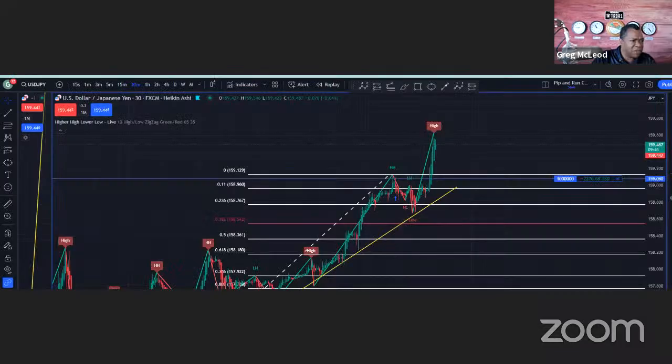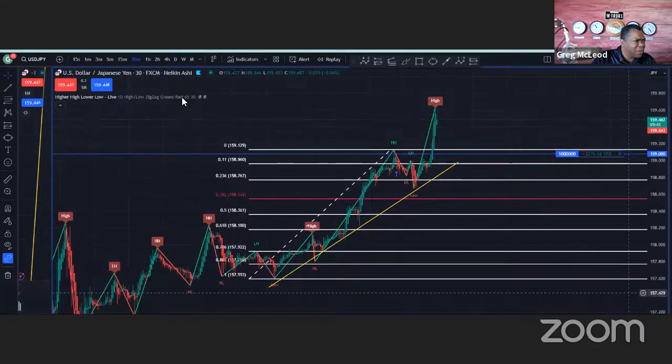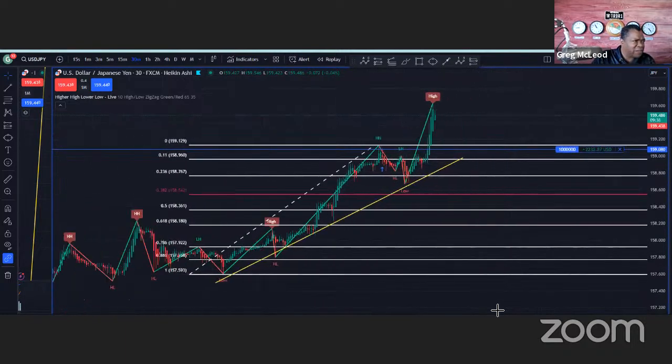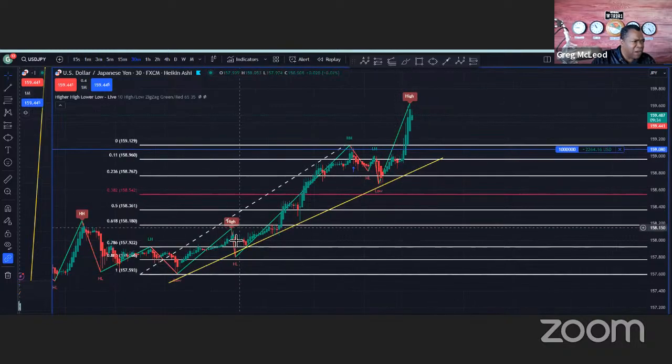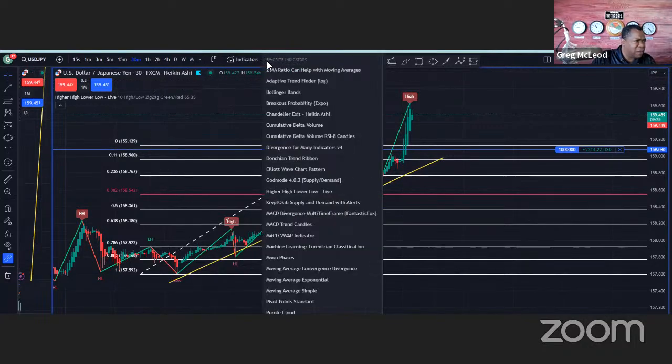I'm going to share my screen with you and see if you can see my screen. Here I'm showing you a chart of the US dollar versus Japanese yen. It's a 30-minute chart. I'm using our Heikinashi candles, and we can see higher highs and higher lows of a very good, strong trend.